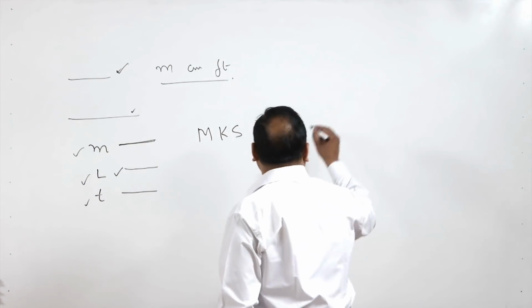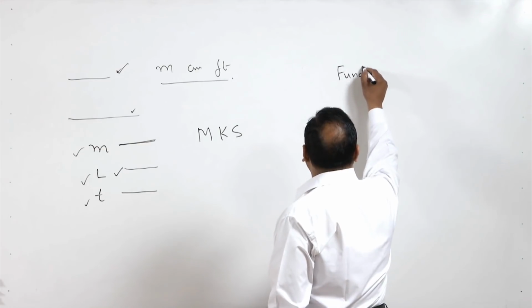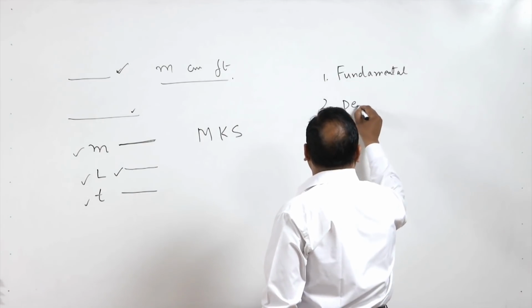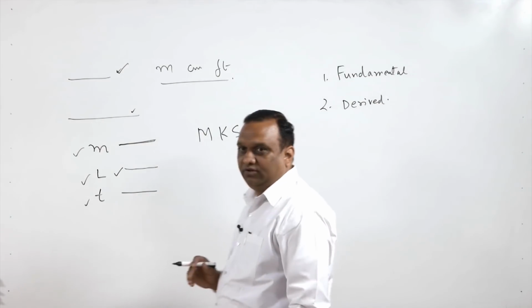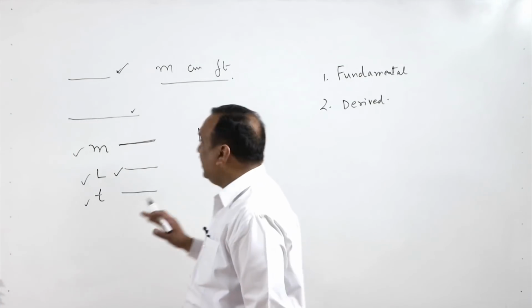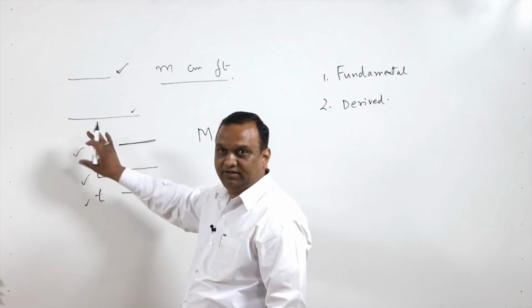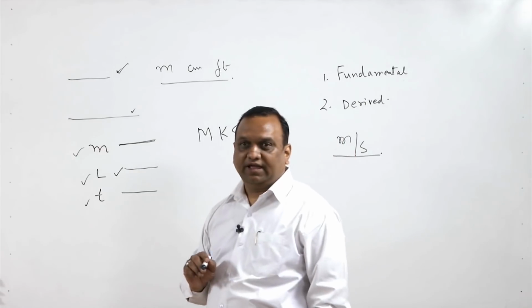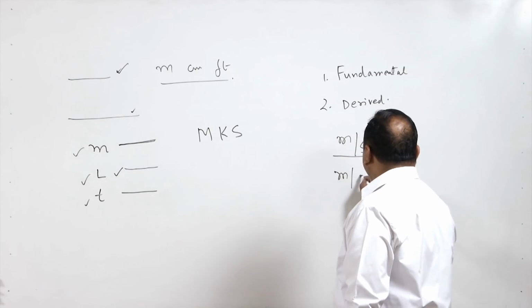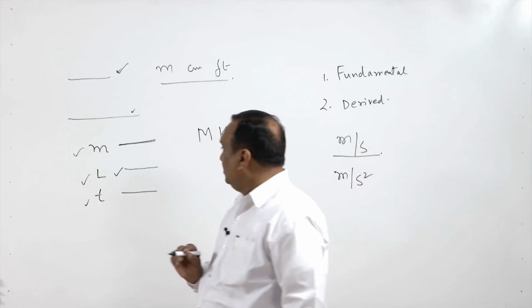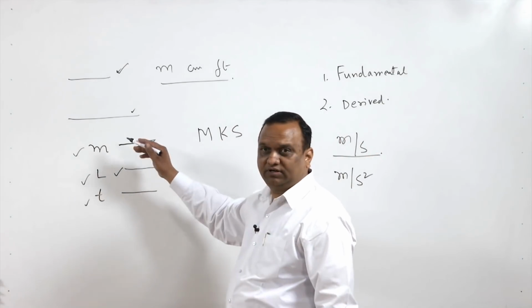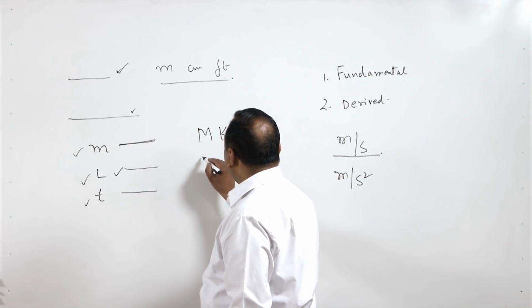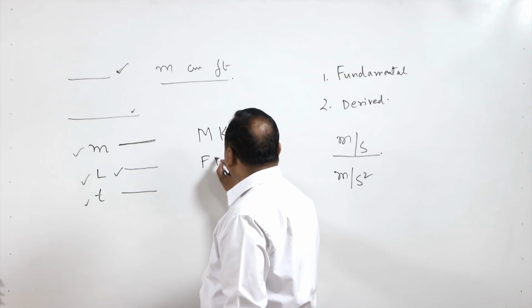There are two types of units: fundamental units and derived units. Units derived out of these units are known as derived units. For example, speed is meters per second, it is a derived unit. Acceleration, meters per second square, is a derived unit. So there are certain systems for measurement like the MKS system, then there is the FPS system.